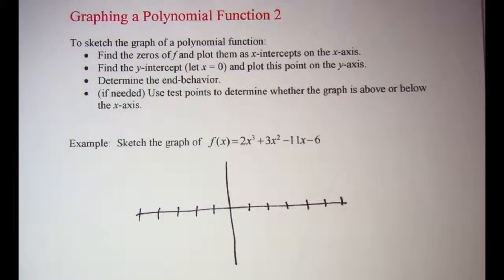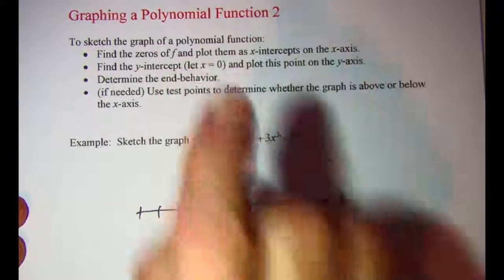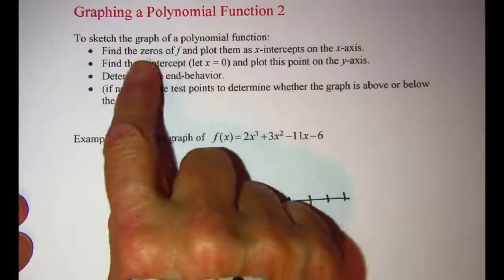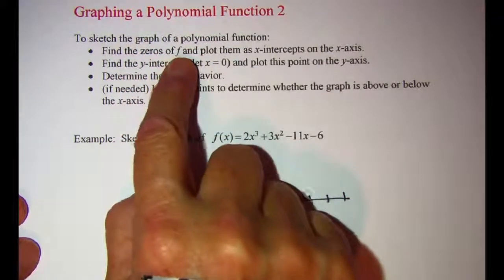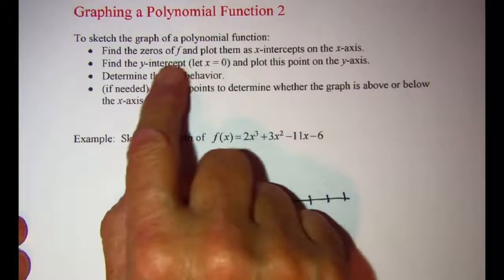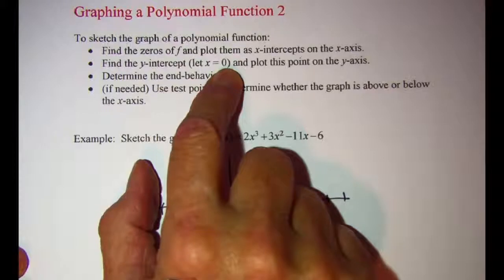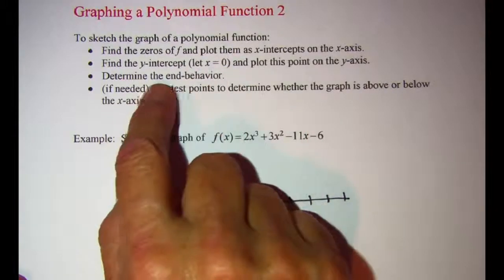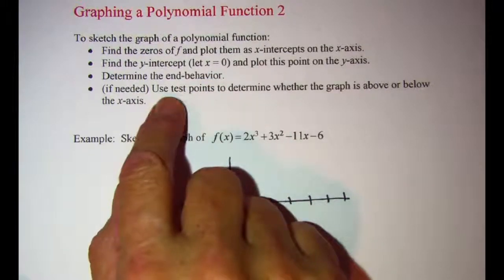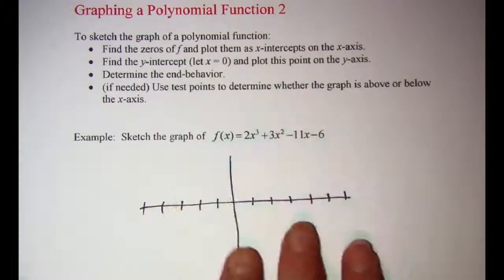In this video, we'll be sketching a graph of a polynomial function. We're going to be following these steps. To sketch the graph of a polynomial function, we want to find the zeros of the function and then plot them as x-intercepts on the x-axis. Find the y-intercept by letting x equal 0 and then plot this point on the y-axis. We'll determine the end behavior of the graph of the function, and then if needed, we'll use test points to determine whether the graph is above or below the x-axis.